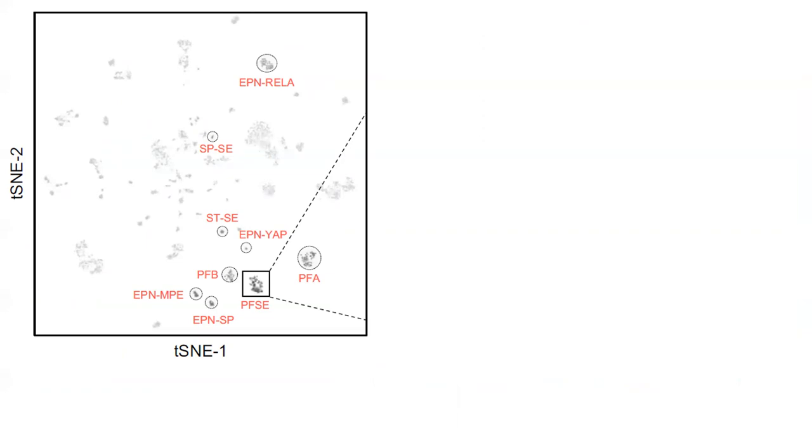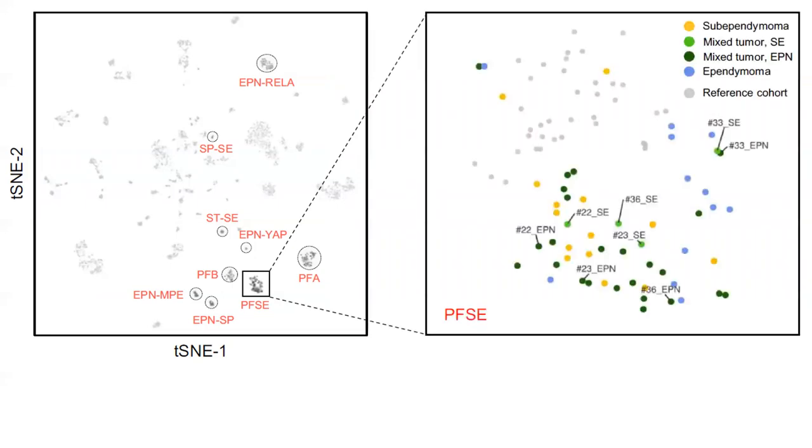Now look at the posterior fossa subependymoma box. Let's expand it. This is the group of patients of this study, defined by DNA methylation profiling. You can see that by histology there are subependymoma, mixed with subependymoma dominant, mixed with ependymoma dominant, and then pure ependymoma. And you see they're all clustering here. All right, now look at the genetics.